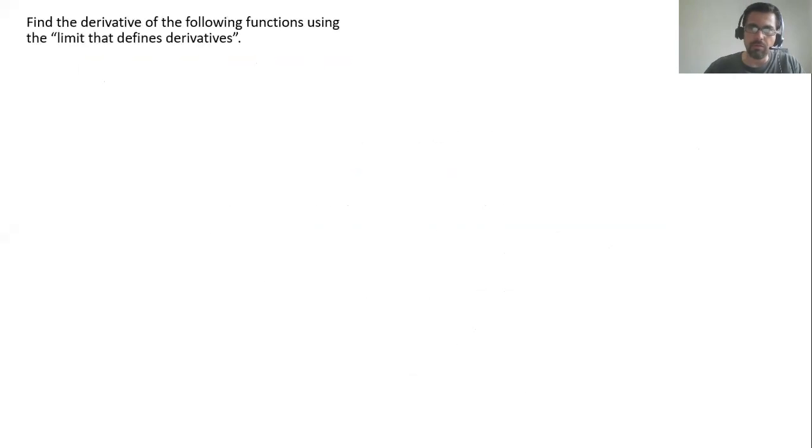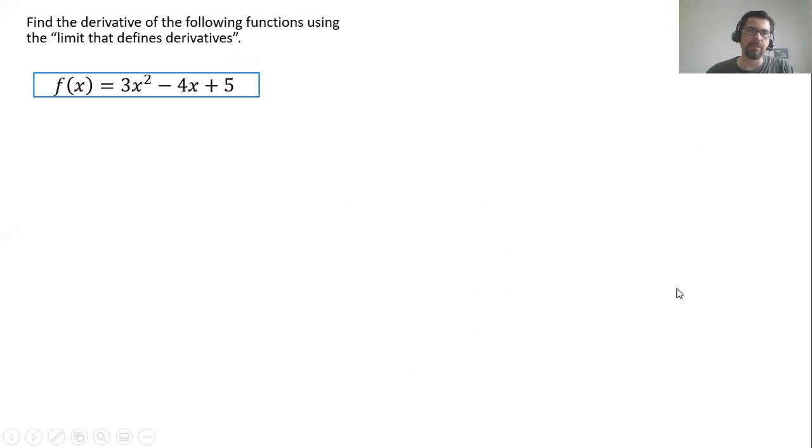We're given the instruction to find the derivative of a function using the limit that defines derivatives. The function we have to differentiate is f of x equals 3x squared minus 4x plus 5. That is the function of which we have to find the derivative.